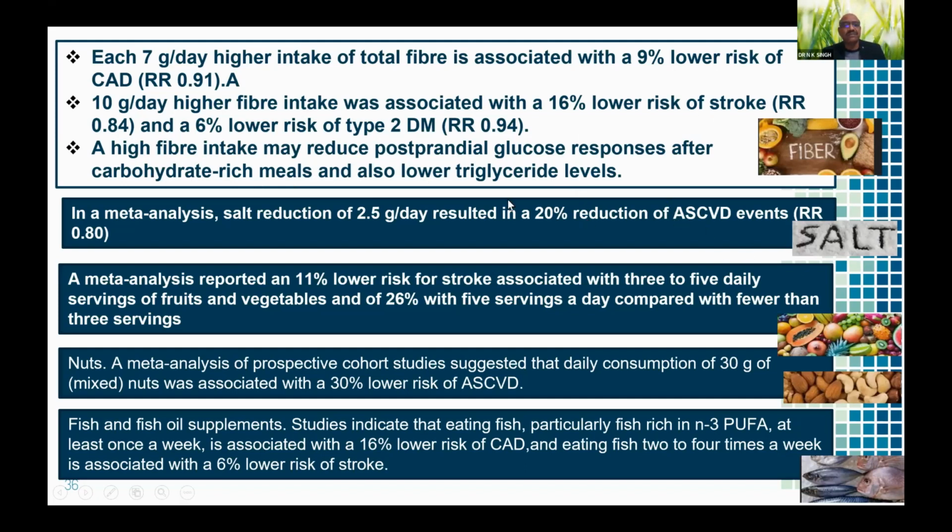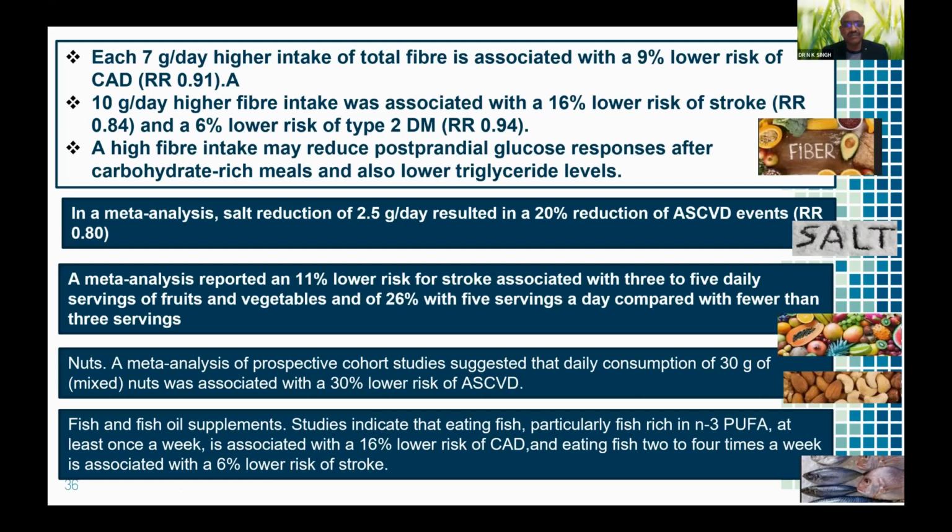About the salt, if you are taking a salt reduction of 2.5 gram per day, that results in 20% reduction of atherosclerotic cardiovascular events. This is huge data. And the meta-analysis reporting that 11% lower risk for the stroke associated with 3 to 5 daily servings of fruits and vegetables, and of 26% with 5 servings a day compared with fewer than 3 servings. So this is how important a thing.